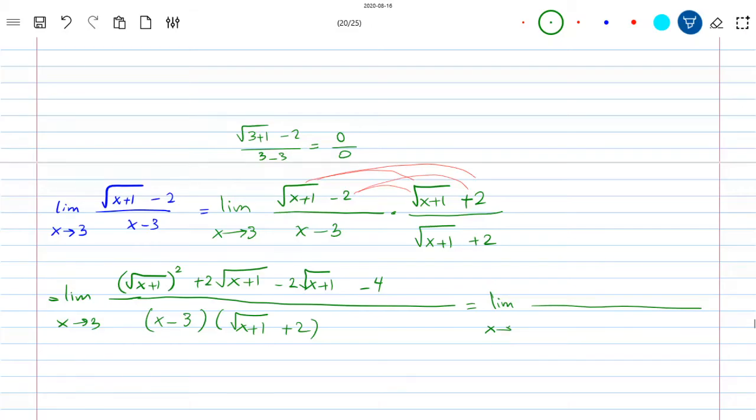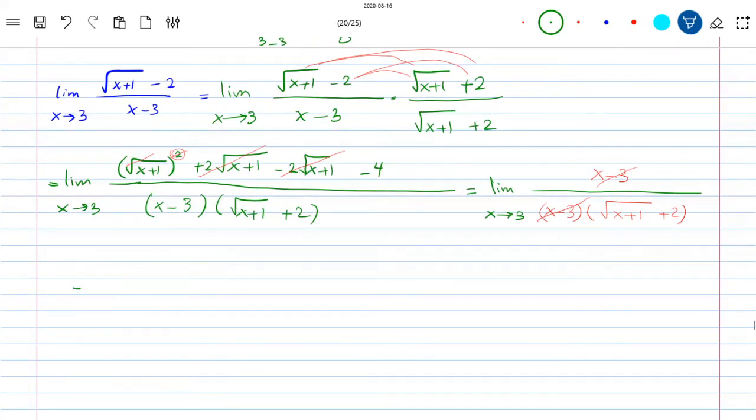Okay, limit as x approaches 3. You see, here you see 2 root x plus 1, negative 2 root x plus 1 will cancel out. Squared and square root, you can cancel these. You'll get x plus 1 minus 4, which gives you x minus 3. Numerator, you have x minus 3. Denominator, there is an x minus 3. The whole purpose of this multiplying by conjugate was just to create this x minus 3 so you can cancel out these two.